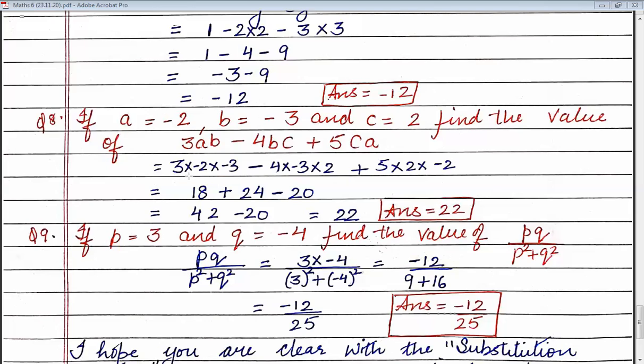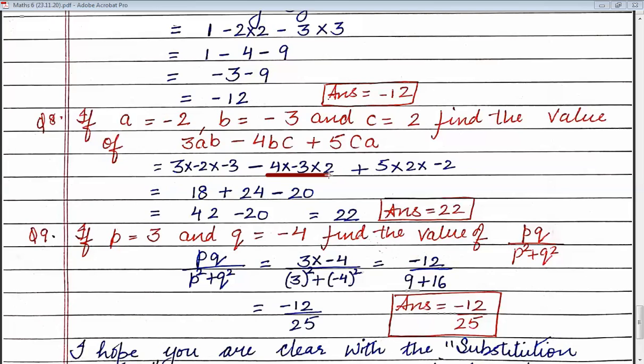Now 3 multiply 2 multiply minus 3. What will be your answer? 3 multiply minus 2 multiply minus 3. 3 2s are 6, 6 3s are 18. So what is your answer? 18. And the sign is positive, because 2 negative signs will make a positive sign. Now next one, let us see the next term.